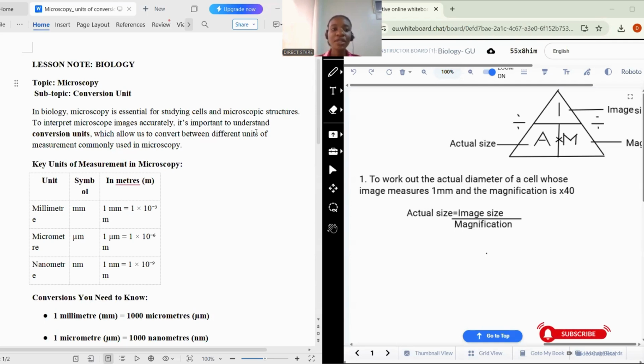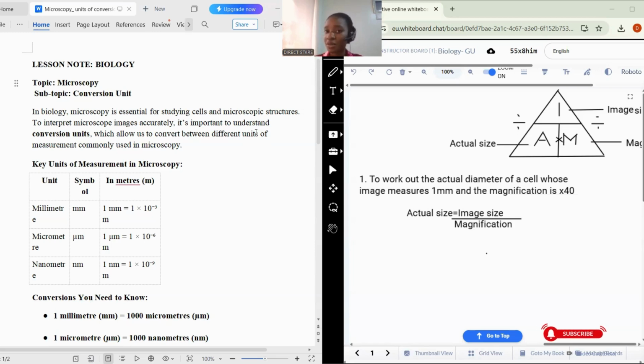This conversion unit allows us to understand the concept of the different units that are usually used in microscopy. When you view an object under a light or electron microscope, it tends to magnify the images to several hundreds or thousands of times larger than its original size. So today we are going to be looking at how to better understand the concept in which this conversion unit operates.